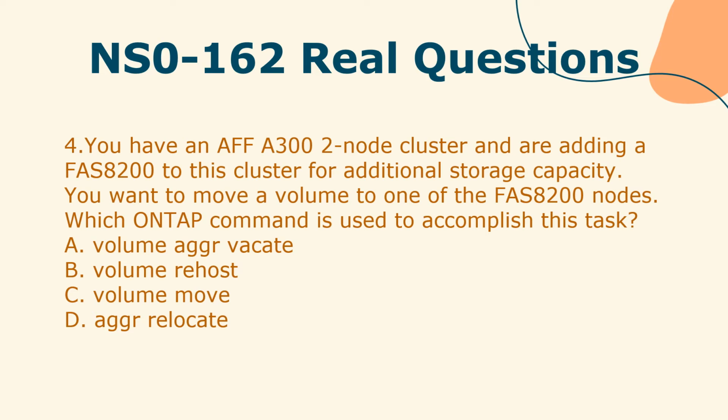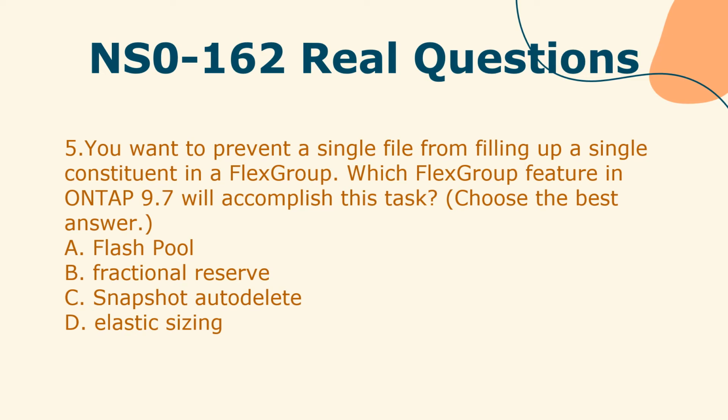D. aggr relocate. 5. You want to prevent a single file from filling up a single constituent in a FlexGroup. Which FlexGroup feature in ONTAP 9.7 will accomplish this task? Choose the best answer. A. Flash Pool. B. Fractional reserve. C. Snapshot autodelete. D. Elastic sizing.